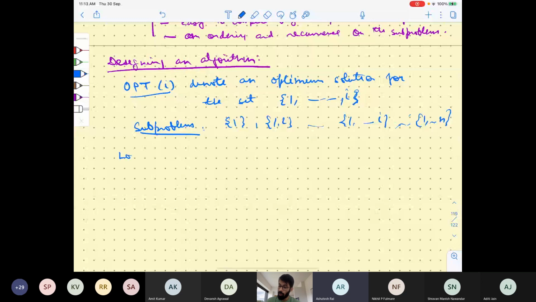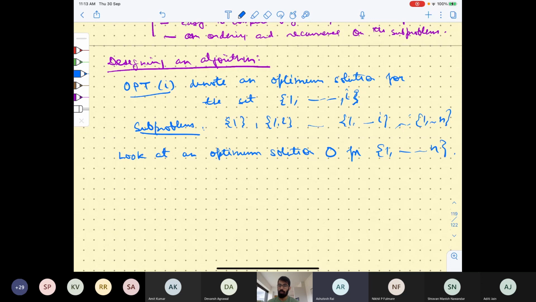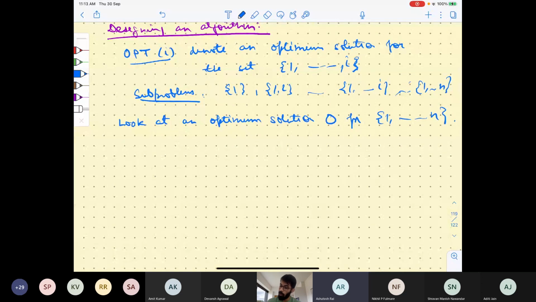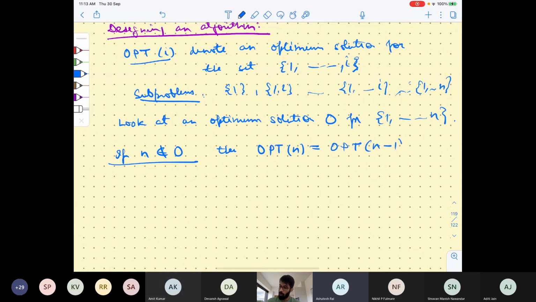Now look at an optimum solution O for 1 to n. So how were we arguing last time? If n does not belong to O, then what can we say about OPT(n)? It will be the same as OPT(n-1). Why? Because we know that the nth item does not belong to the solution, so whatever the optimum solution is, it has to be an optimum on this set.